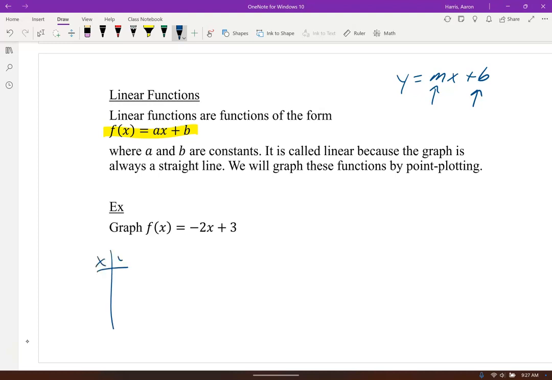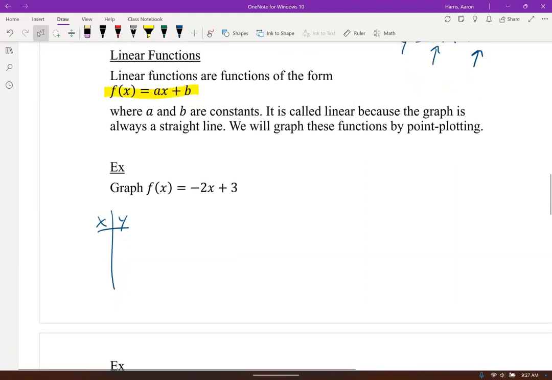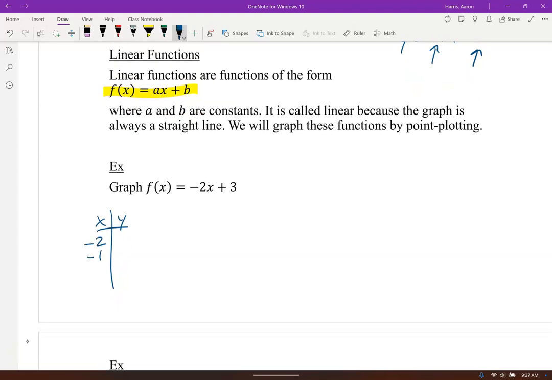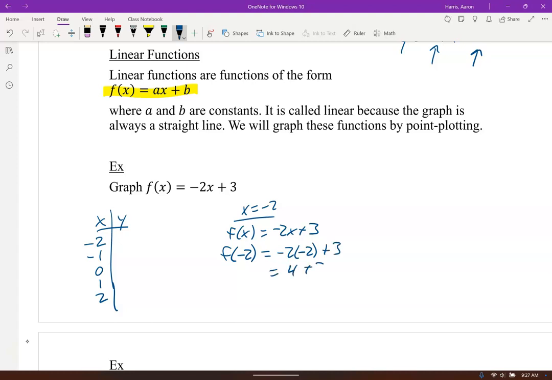So number one, we'll make an XY table and throw some X values in. Here are some good ones. Just pick any old X values you want, because this is a straight line. Let's plug in -2 first. Let me write it this way. f of x is -2x plus 3. I'm finding f of -2. In other words, I'm finding the y value when x is -2. So I got 4 plus 3, which is 7. f of -2 is 7. In other words, when x is -2, y is 7.